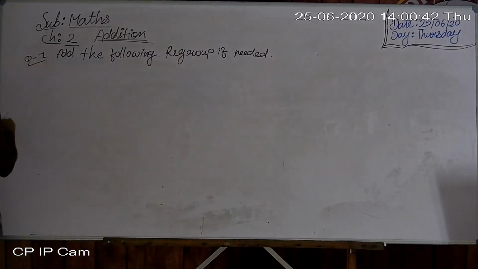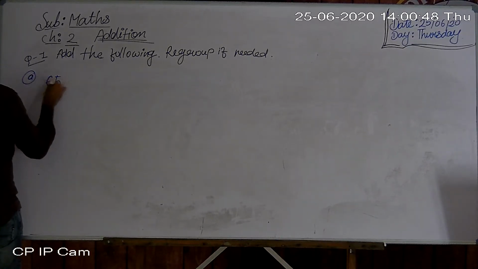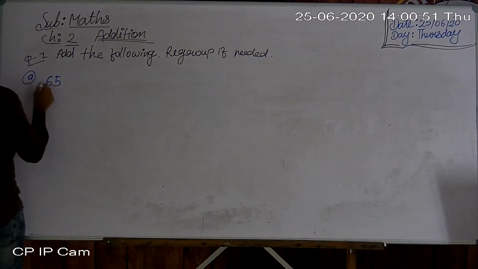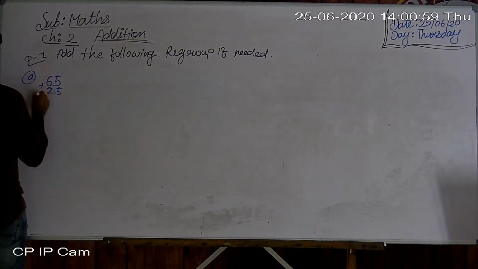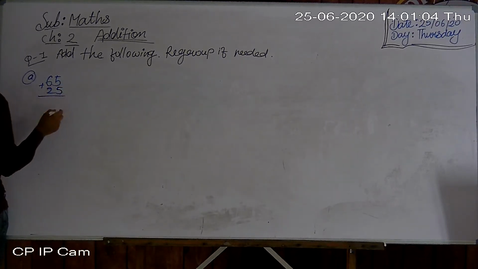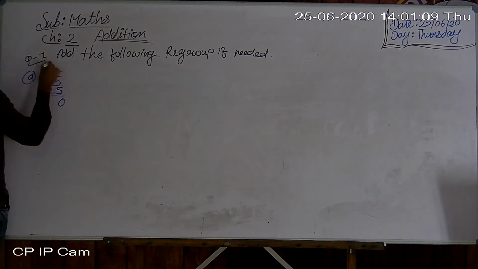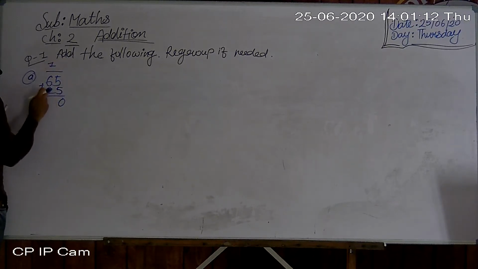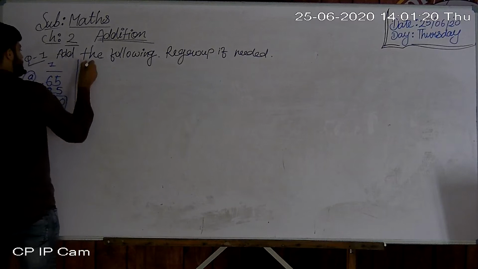Question number one for us is 65 plus 25. So 5 plus 5. If regrouping is needed, we do a regroup here. 5 plus 5, how many? 0, carry 1. 6 plus 2 is 8, and 1 carried makes 9. So the answer is 90.